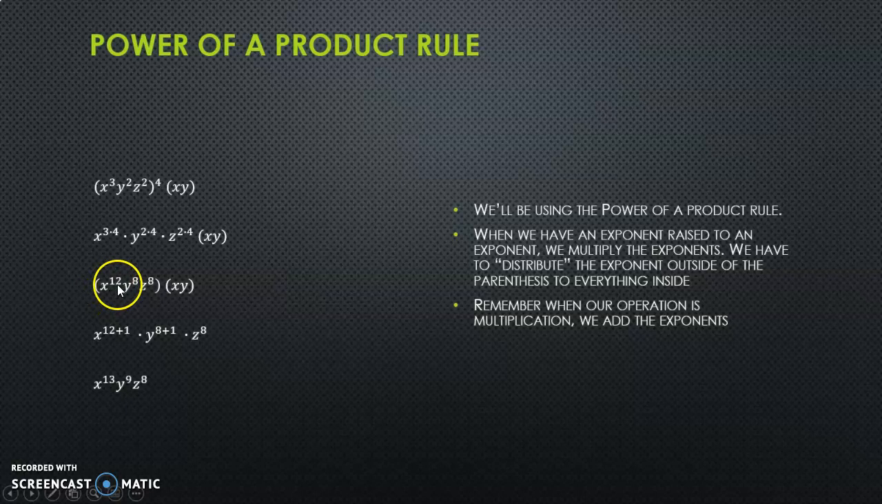Multiplying the exponents, we'll get x to the 12th times y to the 8th times z to the 8th times our xy. Now we're multiplying this parenthesis times this parenthesis, making our operation multiplication, so we add the exponents. Here, this is understood to be an exponent of 1 and an exponent of 1 because we're not given 1. So x raised to the 12 plus 1 times y raised to the 8 plus 1 times z raised to the 8th, because we only have a z to the 8th here. Adding, we get x to the 13th, y to the 9th, z to the 8th.